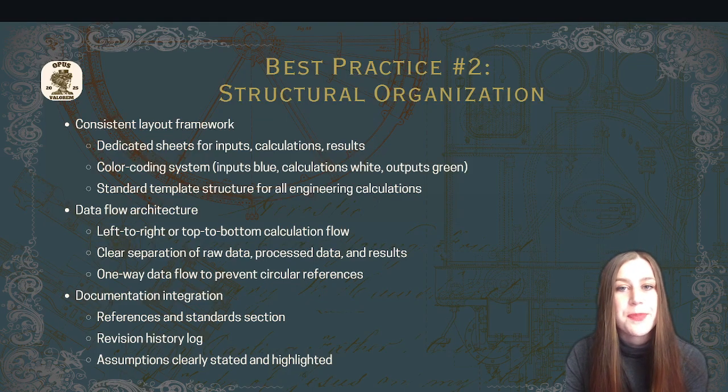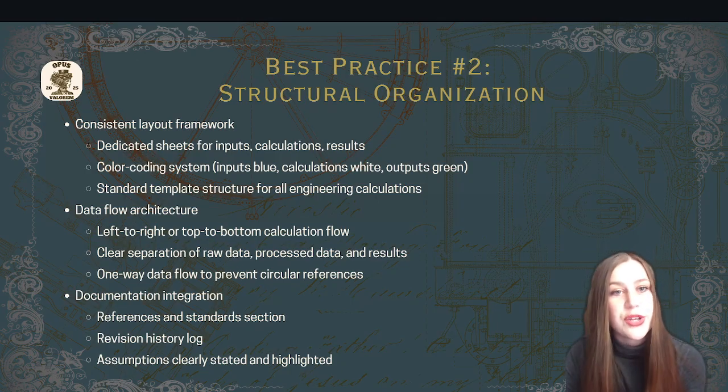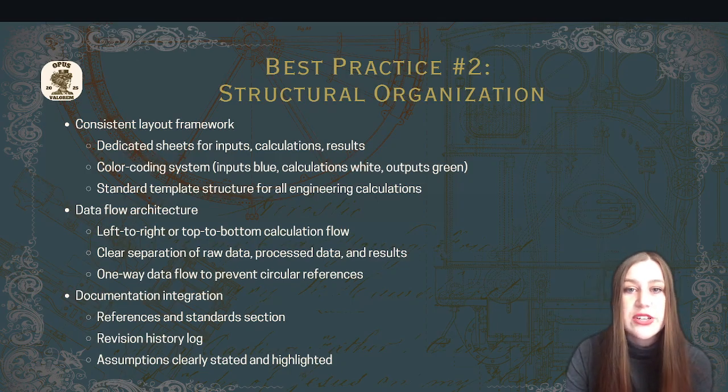For instance, having dedicated sheets for inputs, calculations, and results. You could use a color coding system, visually directing the user to blue inputs, green outputs, or something along those lines. It's really beneficial if you stick to a standard template structure for all your engineering calculations. You should make use of structured data flow architecture, a top to bottom and left to right calculation flow, with clear separation of raw data, processed data, and results.